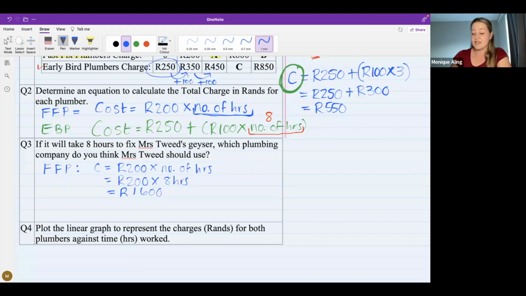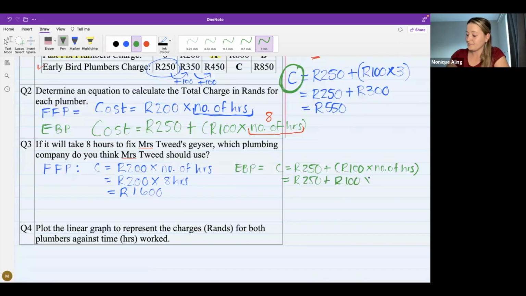If we use Fast Fix, then Early Bird Plumbing, we've got our formula, which is 250 Rand plus 100 Rand times number of hours. We substitute the hours in, and yes, like I said, we get lots of method marks. I'm going to show you every single step. And that means we'll get a total amount of 1,050 Rand. So that's just the calculation.